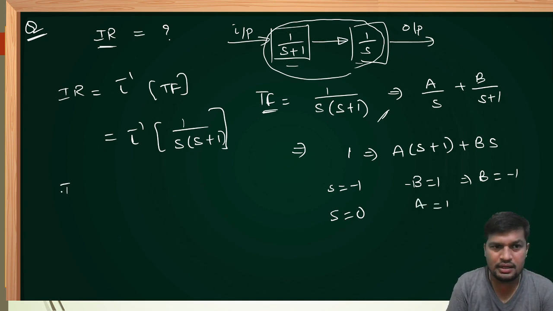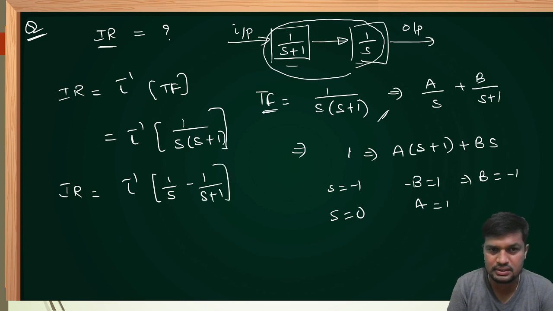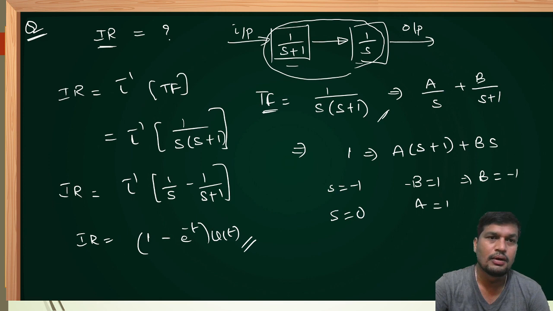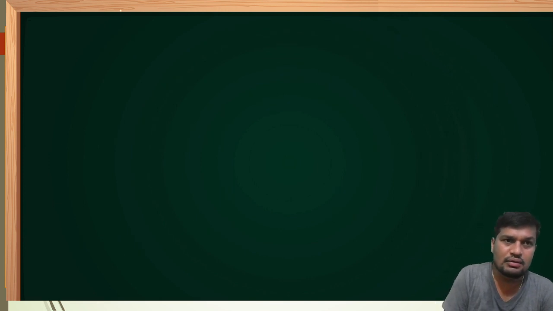Now, the impulse response or natural response is L inverse of a by s plus b by s plus 1. The a value is 1 by s, the b value is minus 1, that is minus 1 by s plus 1. Now the impulse response: L inverse of 1 by s is 1, L inverse of 1 by s plus 1 is e power minus t, and the unit step function is u of t. This is the impulse response of the given system. I hope this question is also simple. We got the solution.